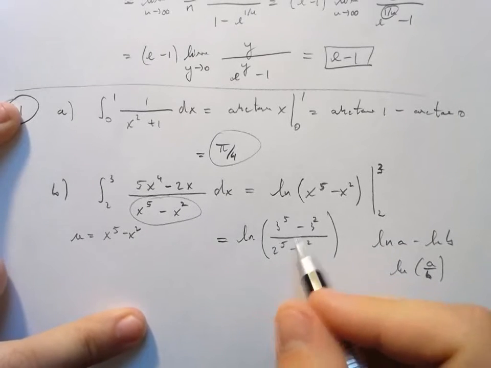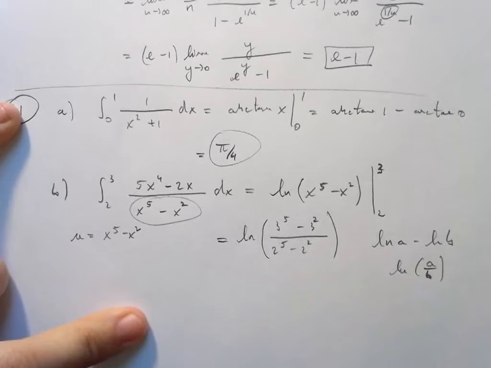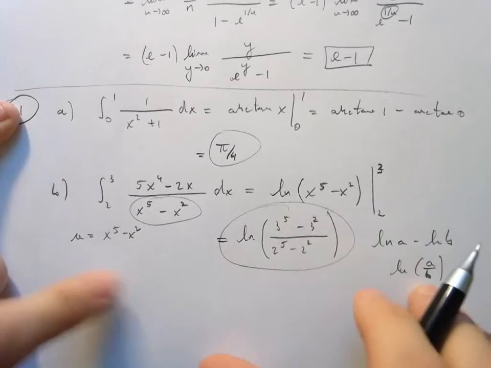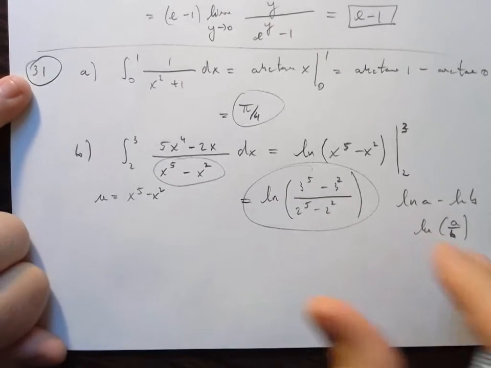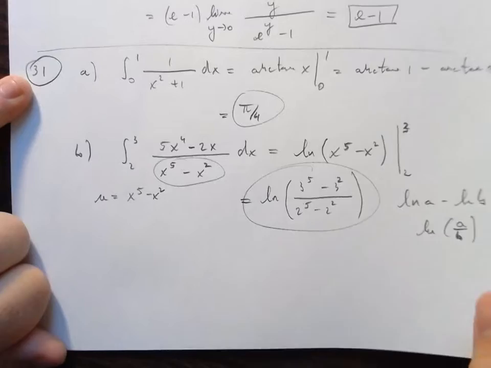And of course, you compute this, you get some number. It's not some particularly special value, it's just this. So I'll leave it in this form. Part C, let's flip the page.